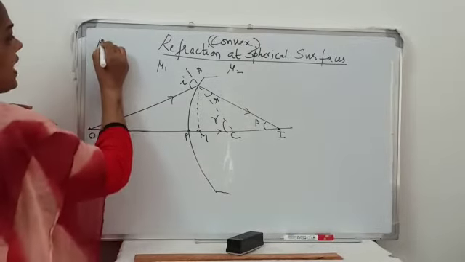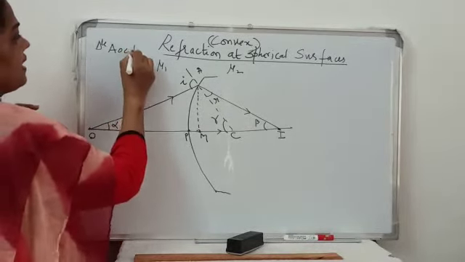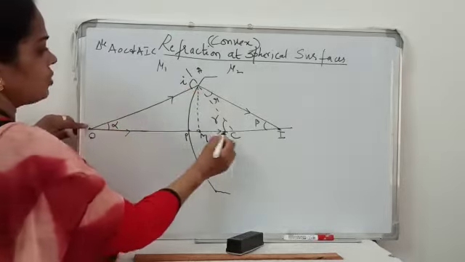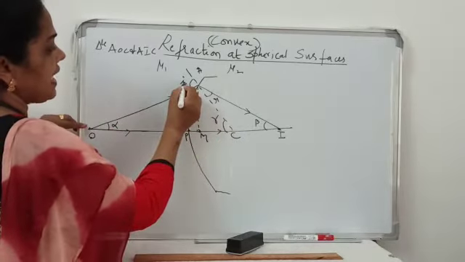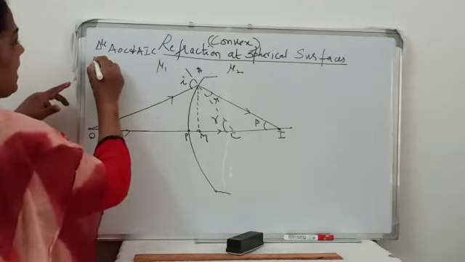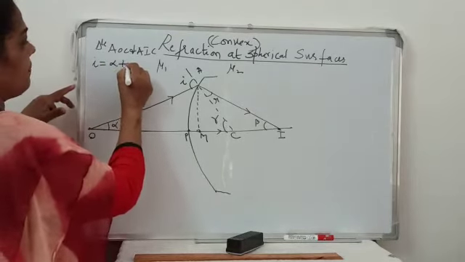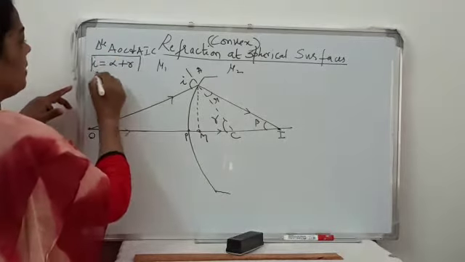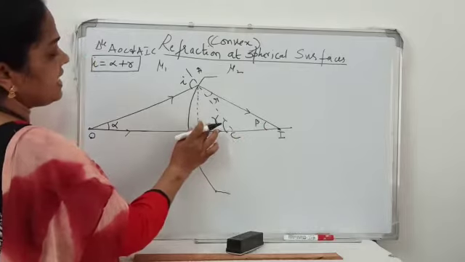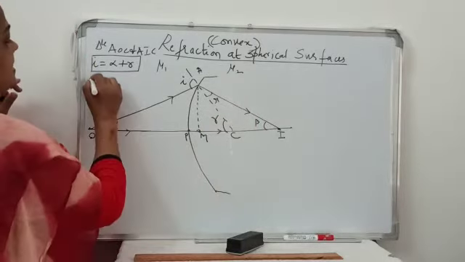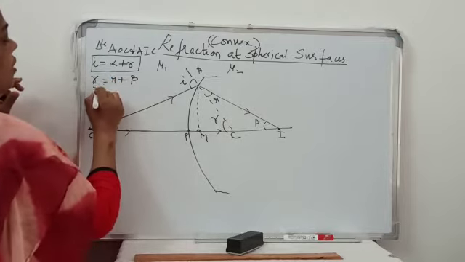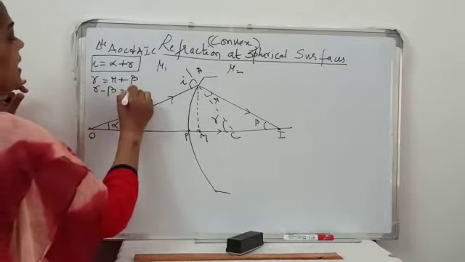Now consider triangles AOC and AIC. In triangle AOC, i is the exterior angle, and the interior opposite angles are gamma and alpha. So I write i is equal to alpha plus gamma. Similarly, in the triangle AIC, gamma is the exterior angle, and these two are the interior opposite angles, and I write gamma is equal to r plus beta, or gamma minus beta equal to r.